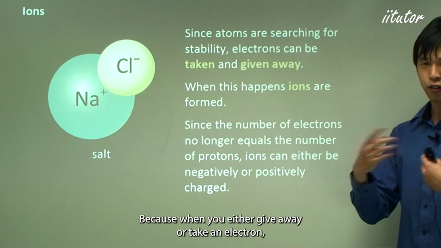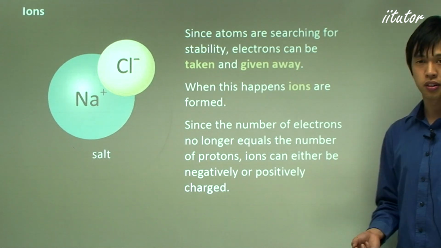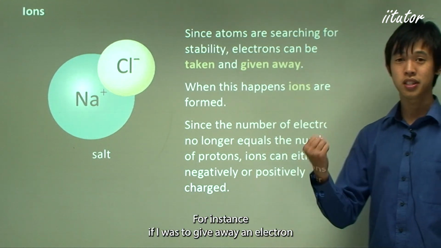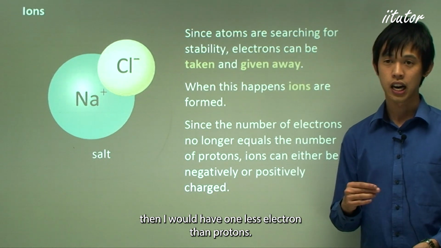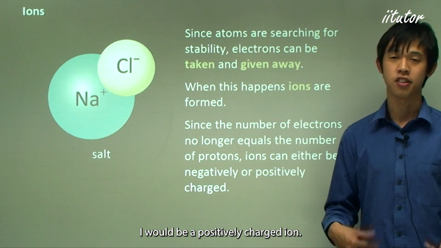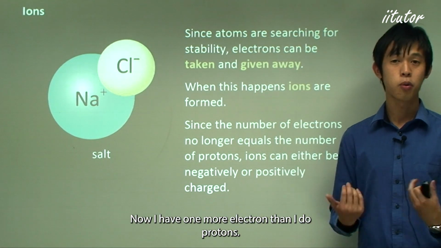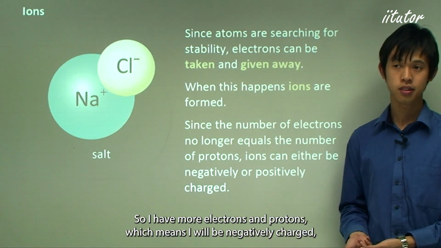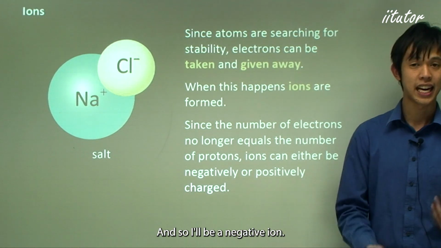Because when you either give away or take an electron, the number of electrons no longer equals the number of protons. Ions can either be negatively or positively charged. For instance, if I give away an electron, then I would have one less electron than protons. There would be more positive charges than negative charges, so I would be a positively charged ion. If the opposite happened and I took in an electron, I would have one more electron than protons. So I have more electrons than protons, which means I will be negatively charged, and so I'll be a negative ion.